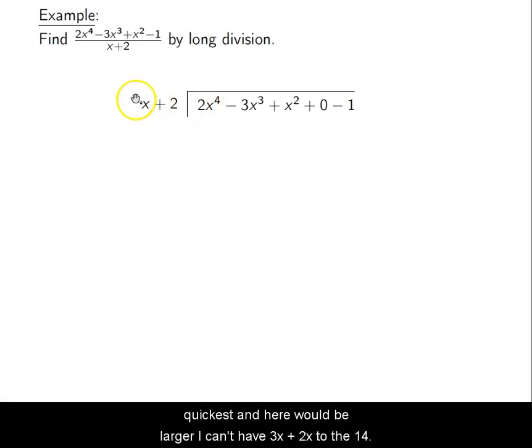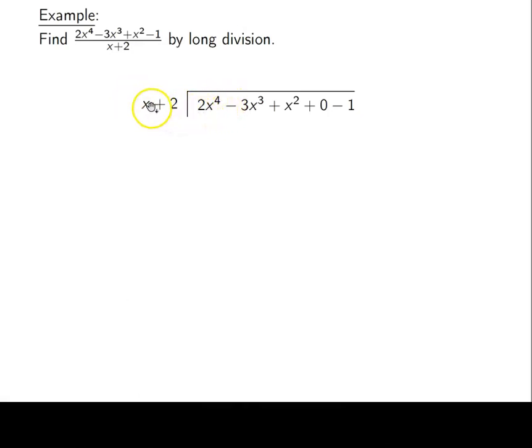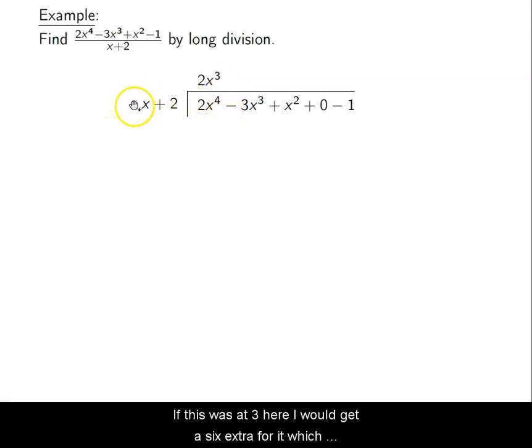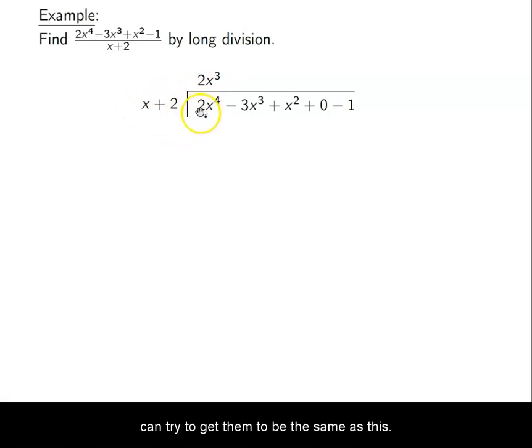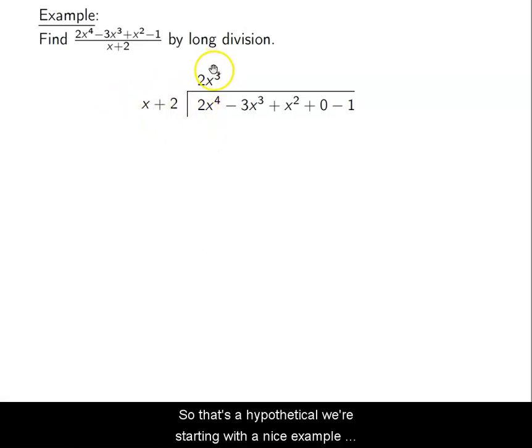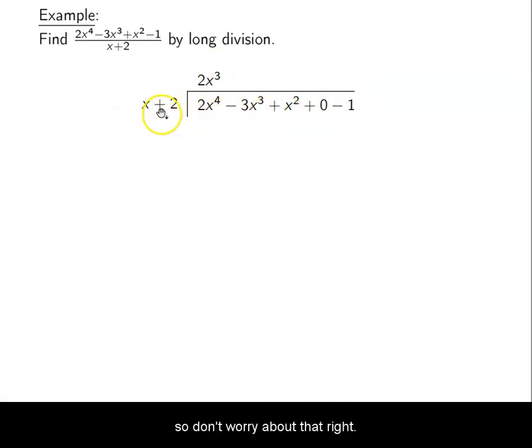I can't have 3x and 2x to the 4th here and multiply it times the 2x, because then, if this was a 3 here, I would get a 6x to the fourth, which would be too large. I would get a negative value out, right? So I have to be careful that I'm using values so that I can try to get them to be the same as this, right?